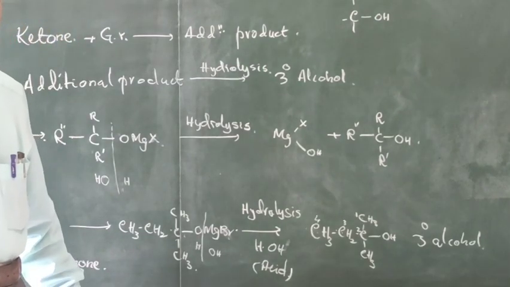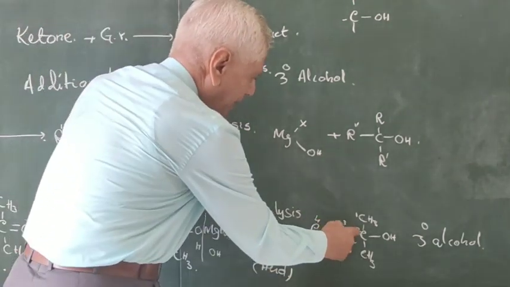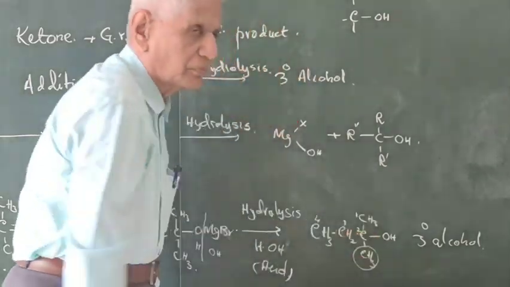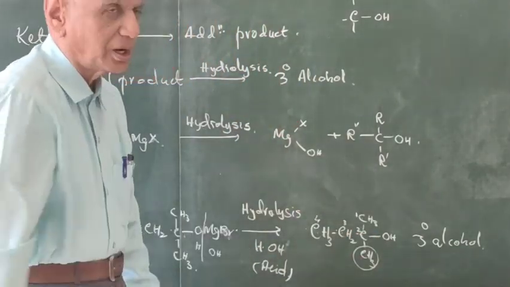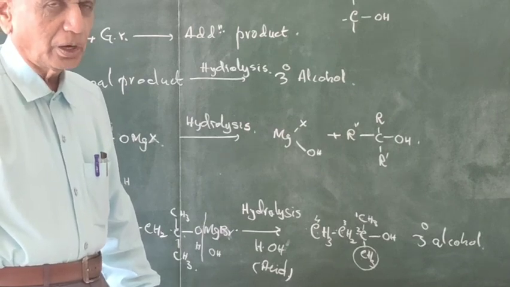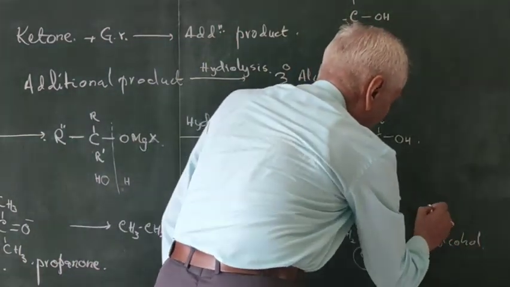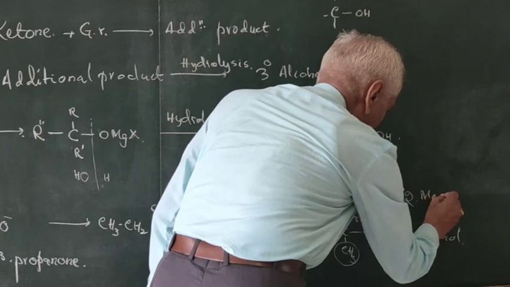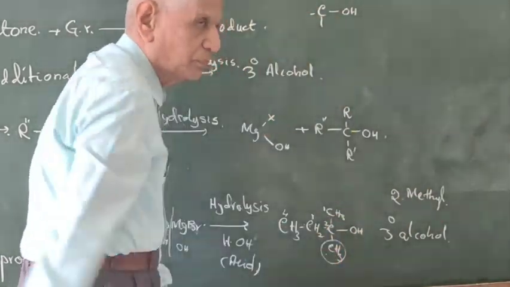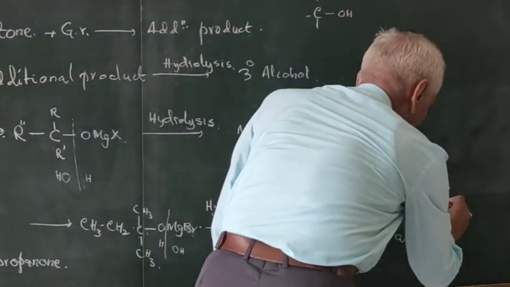What is the root word? But. It is a but. Therefore, the second carbon of the butane contains a methyl group. So the name of the tertiary alcohol, can you give? 2-methyl butanol 2. Why do you say 2-methyl? Because the second carbon is containing methyl. So this is a prefix. 2-methyl, root word but.